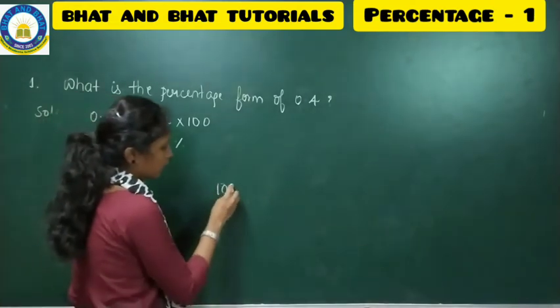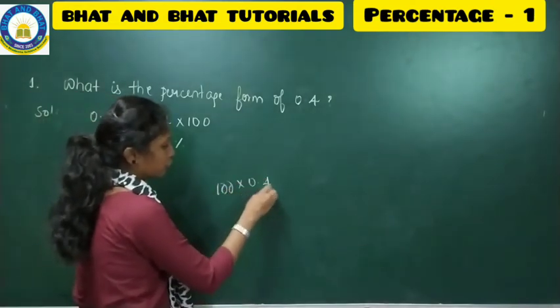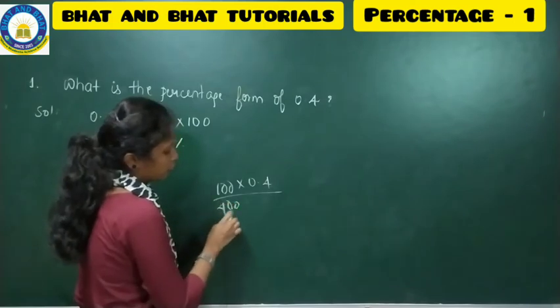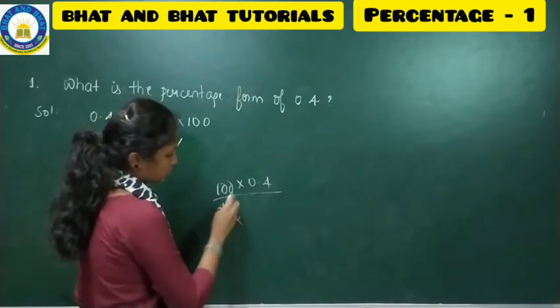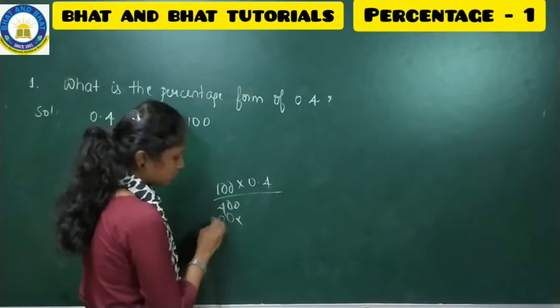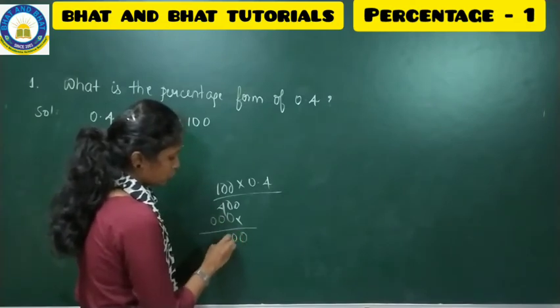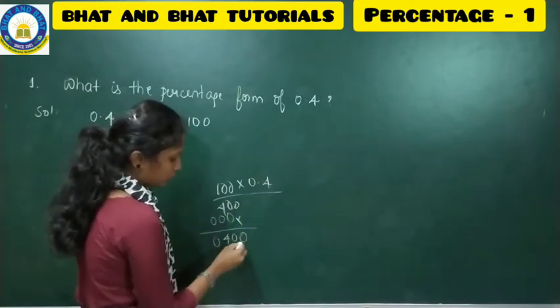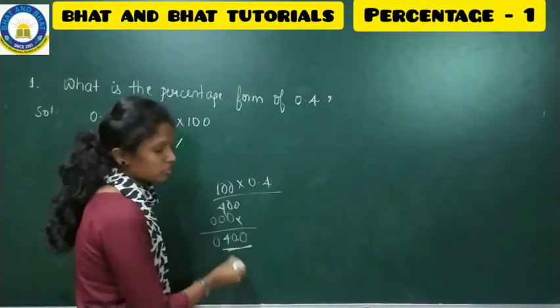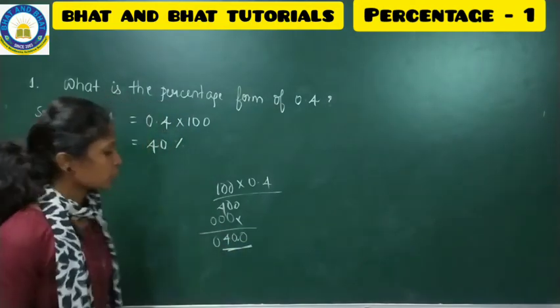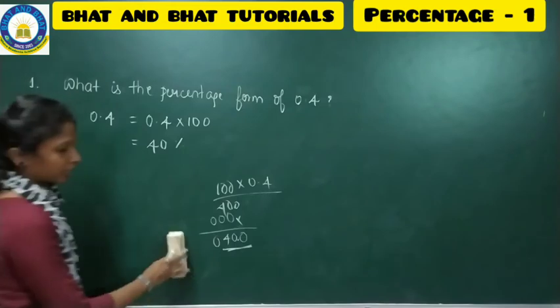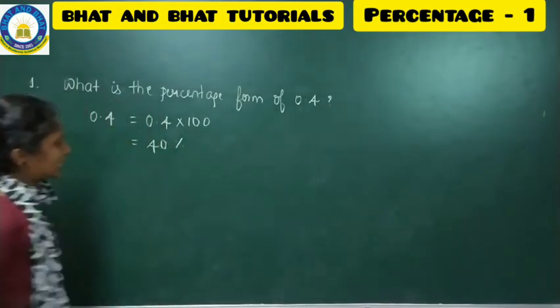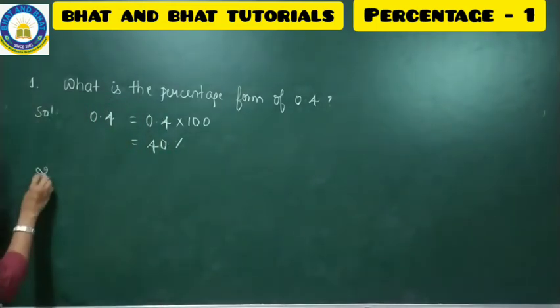You can have a look. 100 into 0.4. 4 zeros are 0, 4 ones are 4. After one point there is a point. Put the point here. So now you have got 40. So this is how we have got 40. And let me do the second problem too along with this.